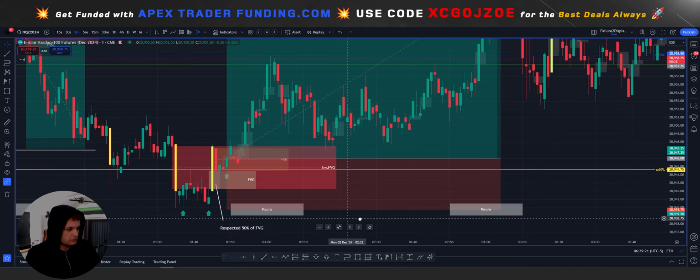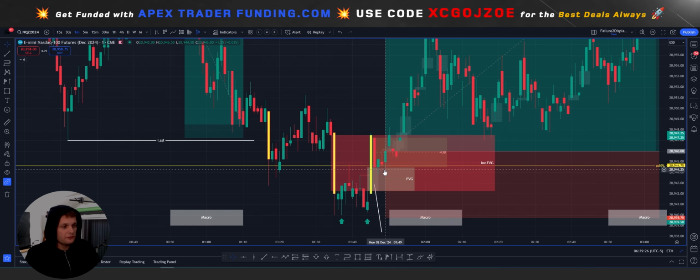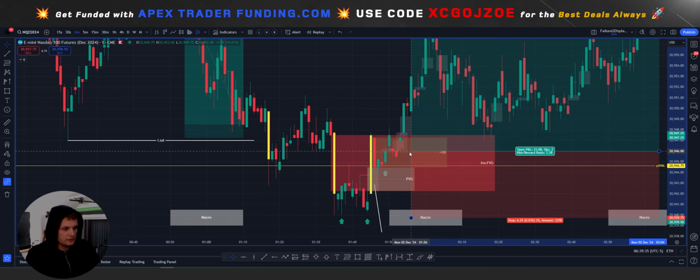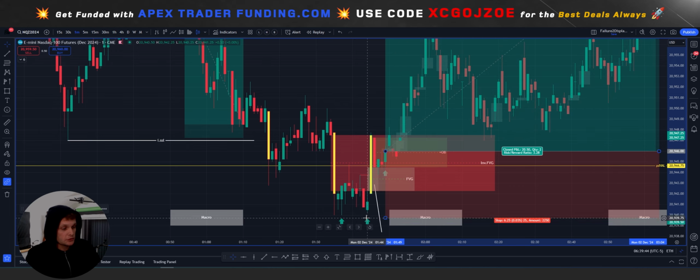The macro opens up at 150. At 149, we get respect of this fair value gap and then a divergence candle again. So we've got sellers in this bullish candle here trying to sell this down, and they got trapped. So the candle closed bullish. That would be a signal to go long. Stop loss below the low.